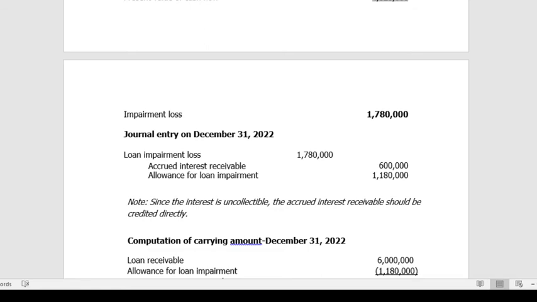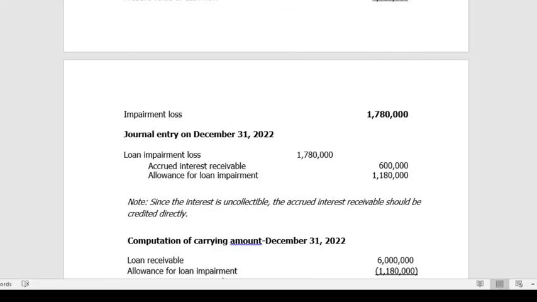Dahil nalaman mo na merong impairment loss, you just have to recognize it. A loss has a normal balance of debit. So, debit loan impairment loss, 1,780,000. Credit accrued interest receivable, 600,000.